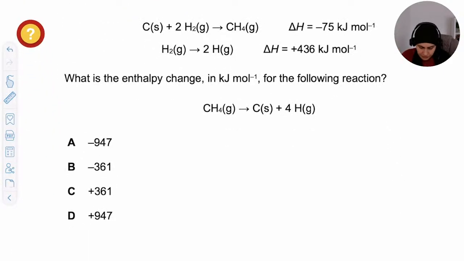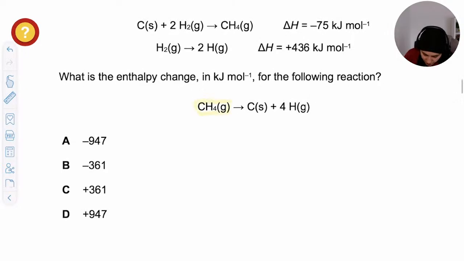Okay, one more. Again, you have two equations. What's the enthalpy change in kJ per mole for the following reaction? All right, so first I have CH4. It's here and it's unique.